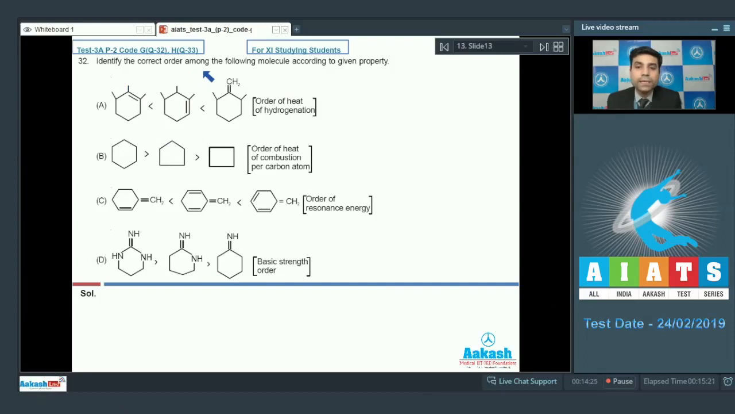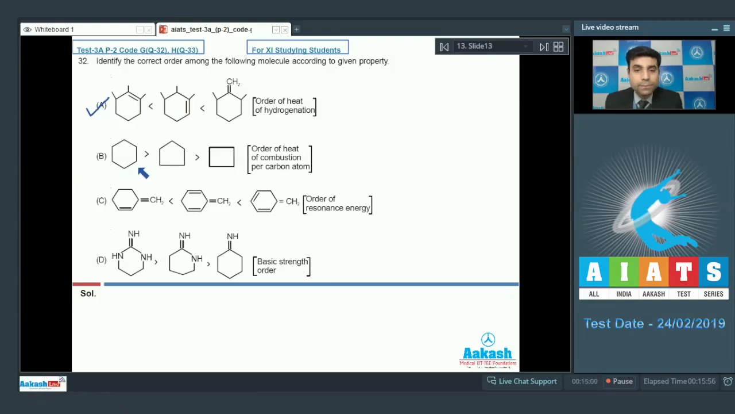It says identify the correct order among the following molecules according to the given property. First order is given for order of heat of hydrogenation. Students, if I have a less stable alkene, it will have higher heat of hydrogenation. So if we compare them, this is the correct order of stability on the basis of hyperconjugation. This is the most stable alkene here and this is the least stable alkene here. So here the heat of hydrogenation order is given correct.